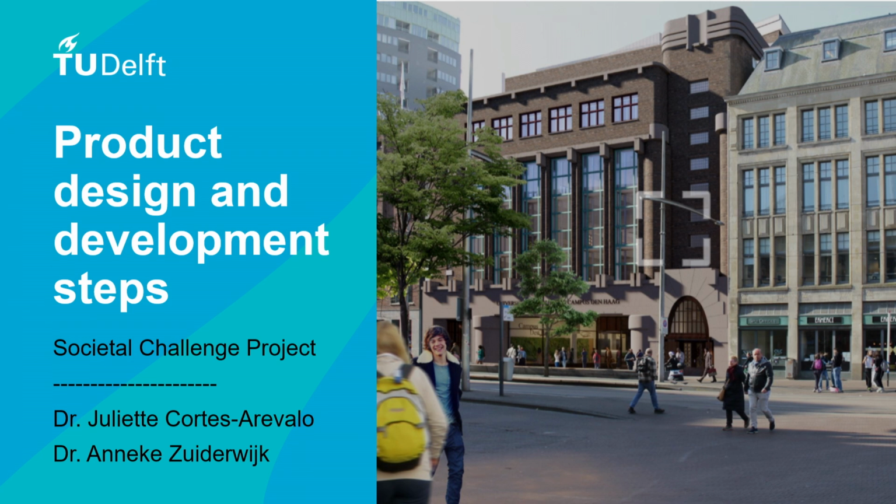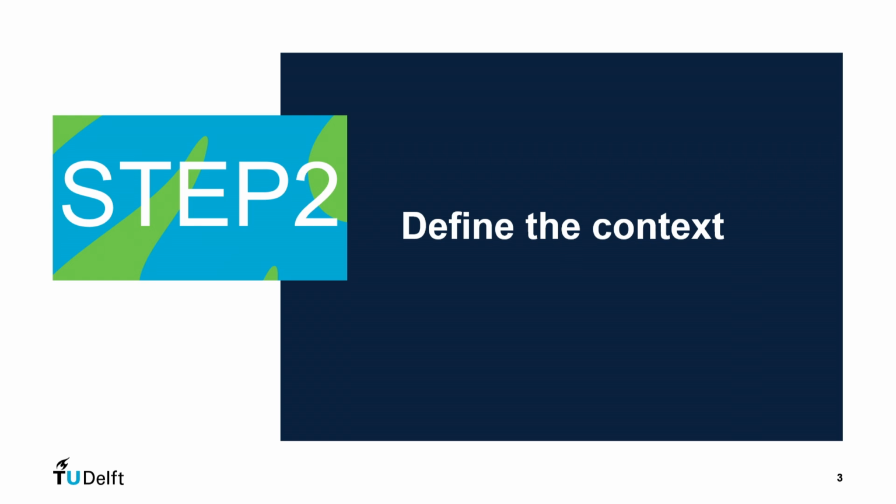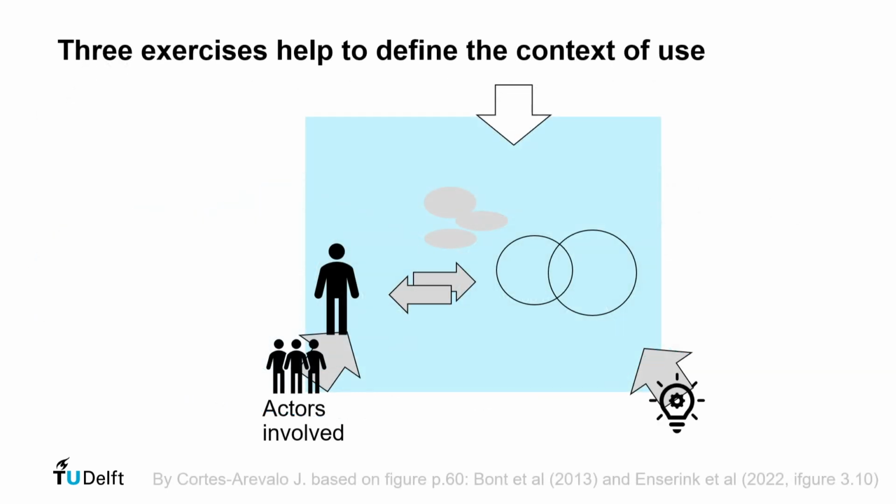This video is about the second step, defining the context of use. The aim is to increase the chance that actors involved actually use the product you design in the future. In the second step, you refine the step 1 research on the problem by defining the context in which your product is embedded. To understand the context, you undertake 3 main exercises, 2 of which you learn the basics in the first year of this master program.